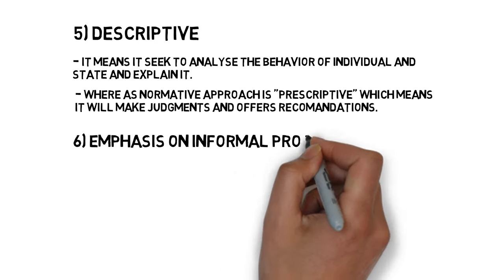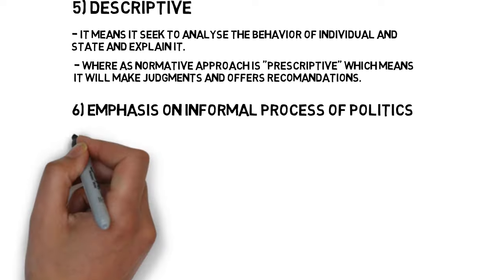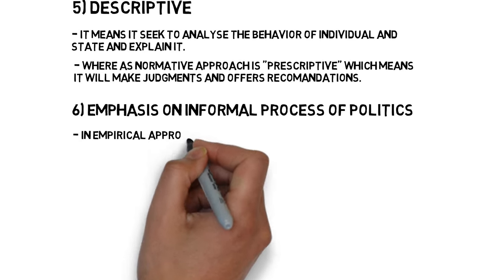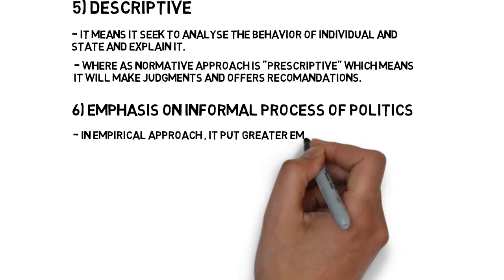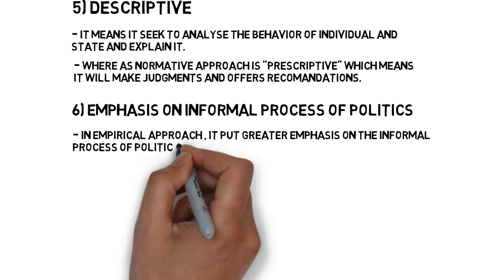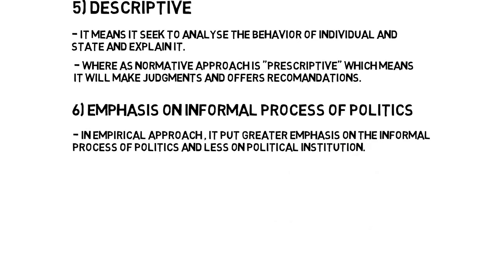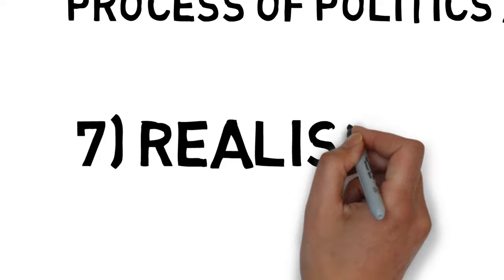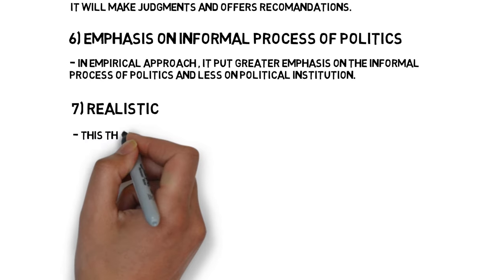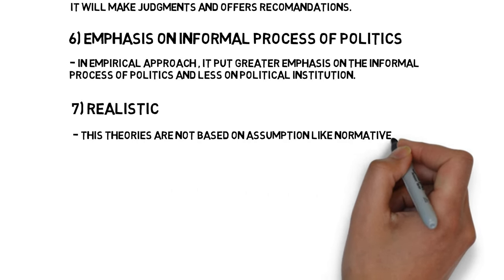The next, emphasis on informal process of politics. Here, empirical approach puts greater emphasis on the informal process of politics and less on political institutions. Because scientifically, the informal process of politics involves greater actors and a wider scope to analyze the behavior of individual as well as society within the framework of empirical theory. And last, realistic. This theory is not based on assumption like normative theory, but on the facts.